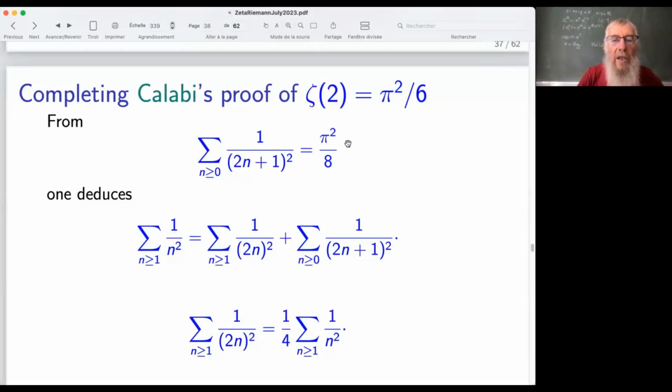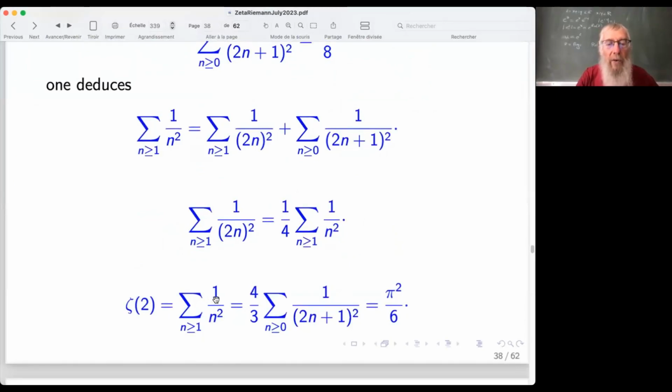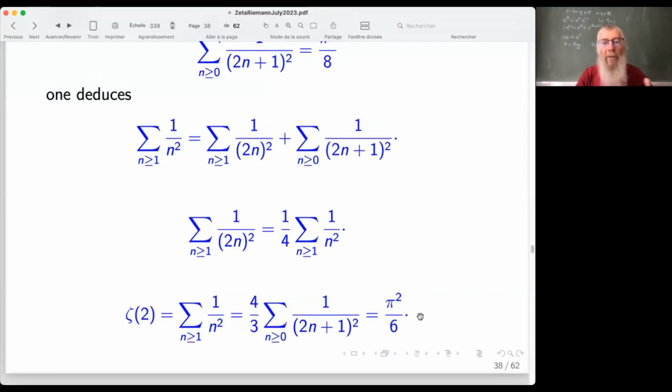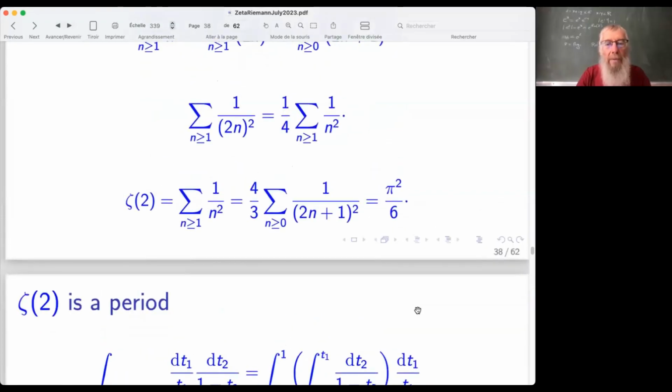We have this sum, which is pi square over 8. We are interested in the sum of 1 over n square, and we split it into two parts. We take the even values and the odd values. For the odd values, we know this here. For the even values, in fact, we have 1/4 of zeta of 2. And so zeta of 2, which is the sum of 1 over n square, is 4 over 3 times the sum of the odd values, and 4 over 3 times 1 over 8 gives 1 over 6. Okay, so this is another proof.